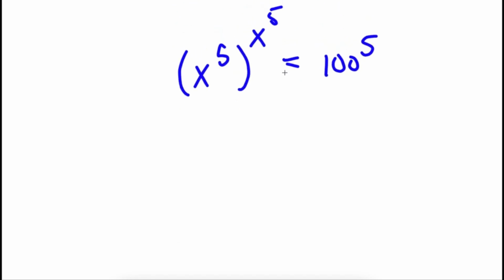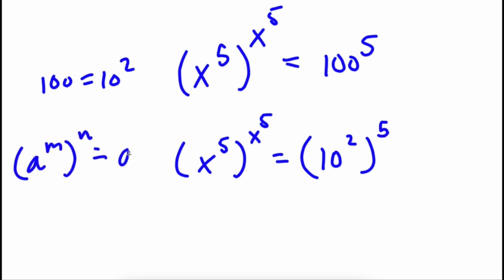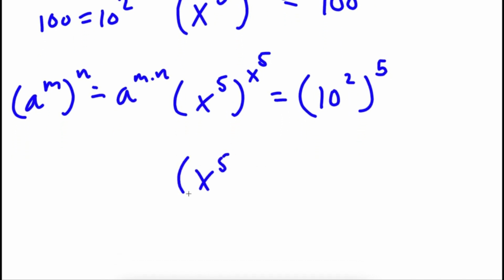So now 100 here, this is equal to 10 squared. So now I have x to the power of 5 to the power of x to the power of 5 is equal to 10 squared to the power of 5. And now if I have something in the form a to the power of m to the power of n, remember this is equal to a to the power of m times n, so I'm going to be using this property for 10 to the power of 2 to the power of 5, so meaning this would equal 10 to the power of 2 times 5.